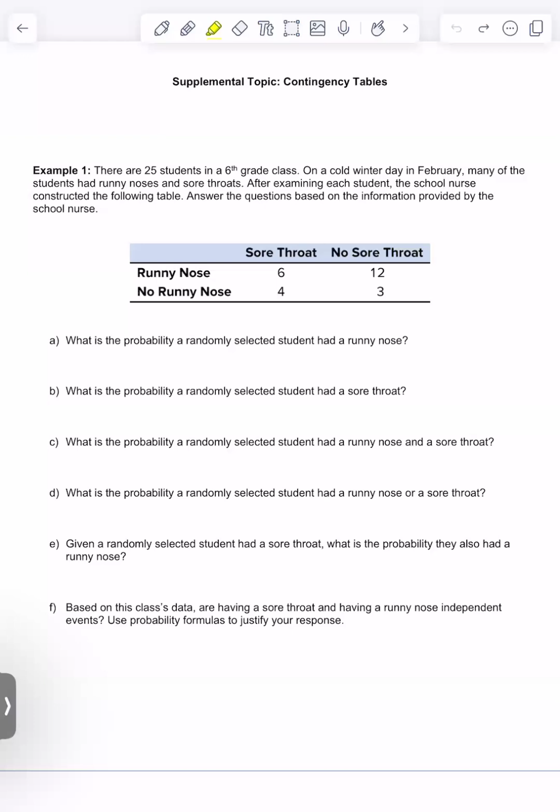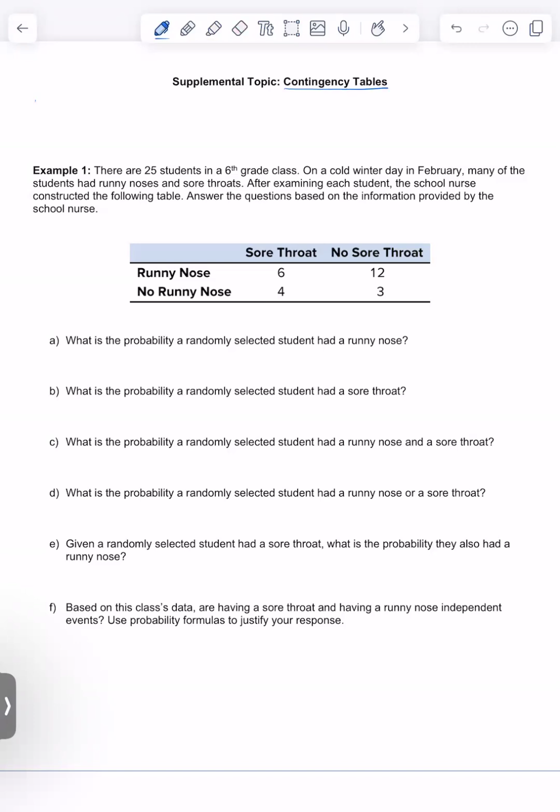Okay, so we want to talk about contingency tables today. So the first thing I want to talk about is what is a contingency table. When we look at the topic at hand here, we want to think about what type of variables we've already studied.